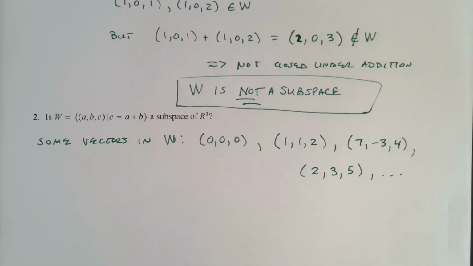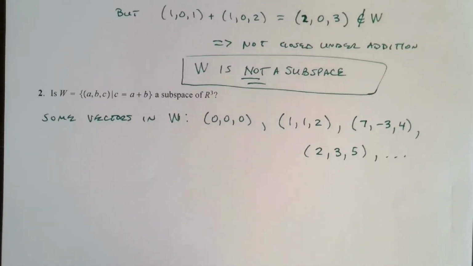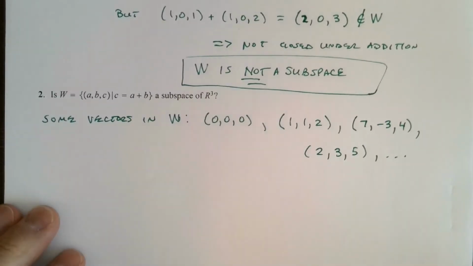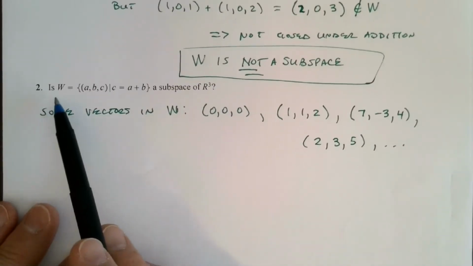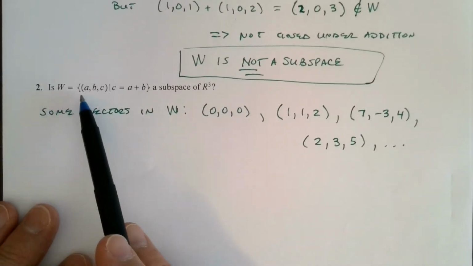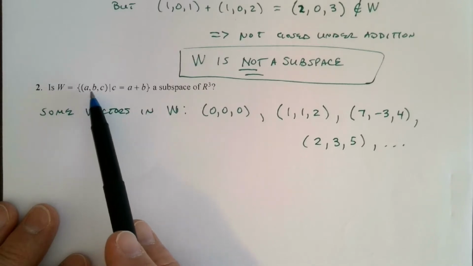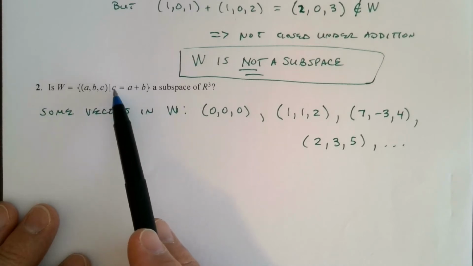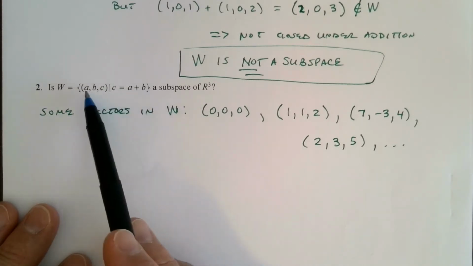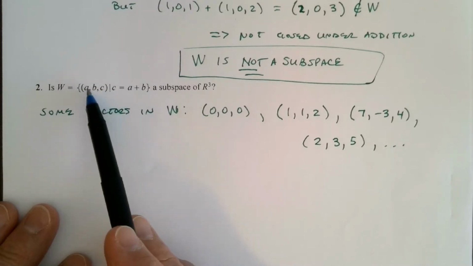Okay, we're ready now to look at an example where we have a subspace, and we're going to have to prove this. So let's take a look at this. Is the set W, what is this set? It's the set of all ordered triples such that, right, the vertical bar means "such that," C, the last component, must be what? A plus B. C must be the sum of the first two components.